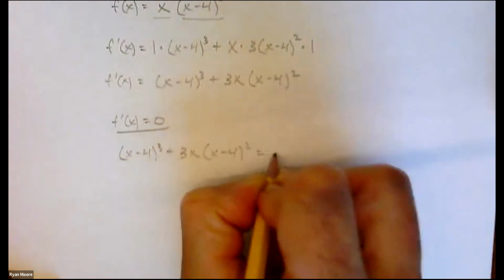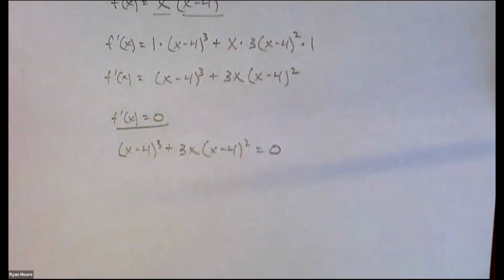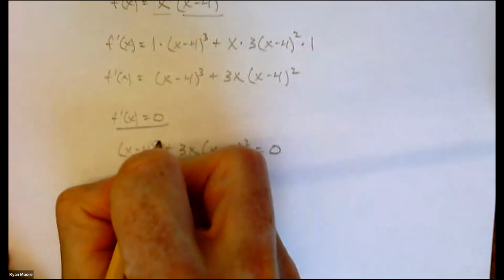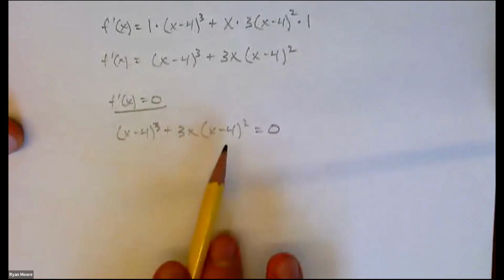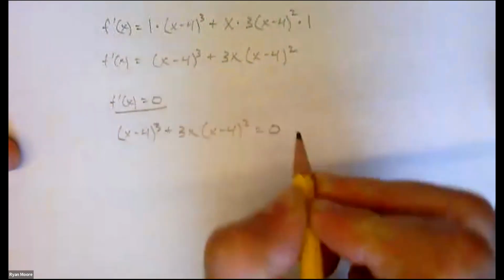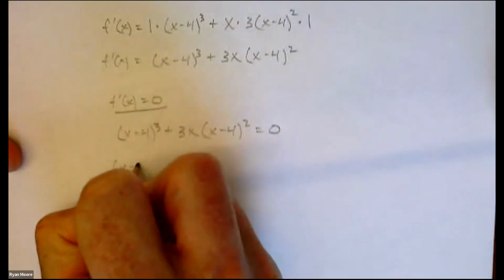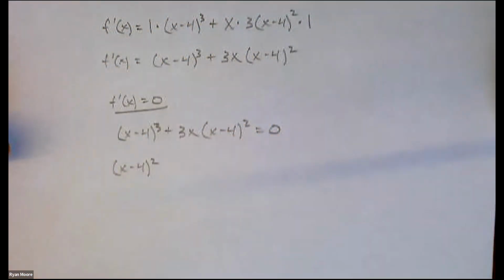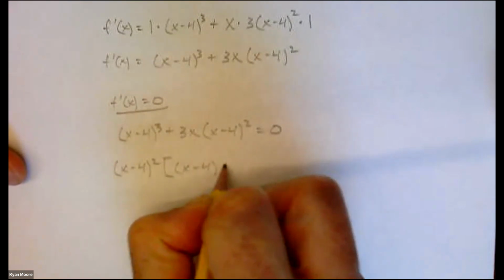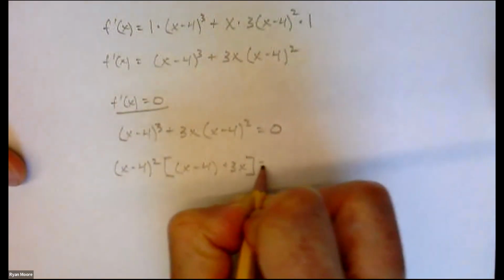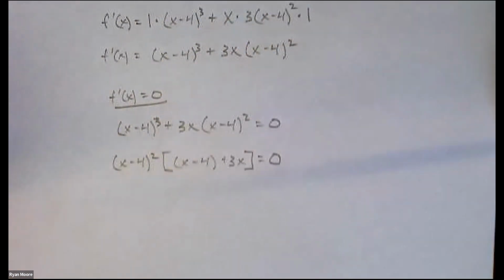Right, it looks kind of intimidating, but just pause and say, hey, since we're setting it equal to 0, the idea is to factor. Do these have something in common? Yeah, they have (x − 4)² in common, leaving (x − 4) + 3x. And wow, we're going to be able to solve this super fast.